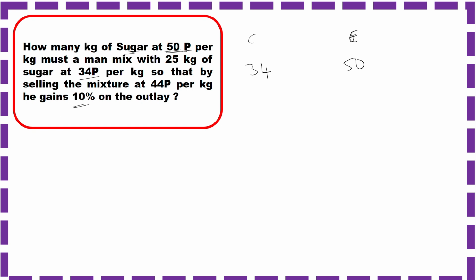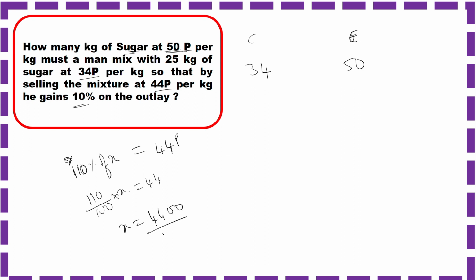Here gaining 10%. Profit gained is 10%. So x plus 10% of x, 110% of x, is 44 pies. So just calculate this. 110 by 100 into x is 44. x will be equal to 44 by 110. So this will be equal to CP, CP means x, will be equal to 40.